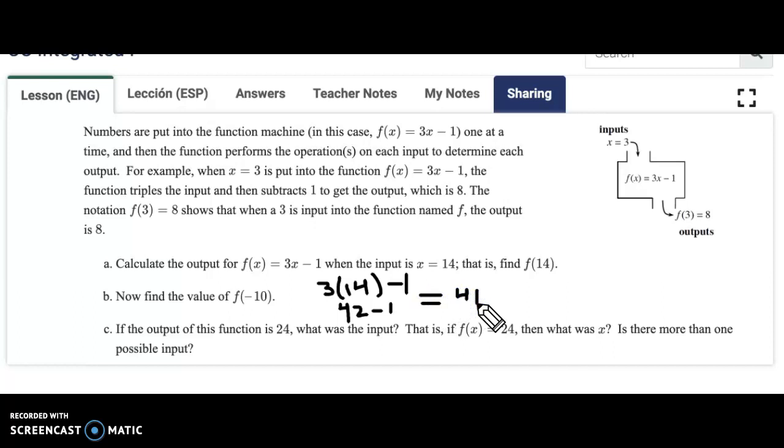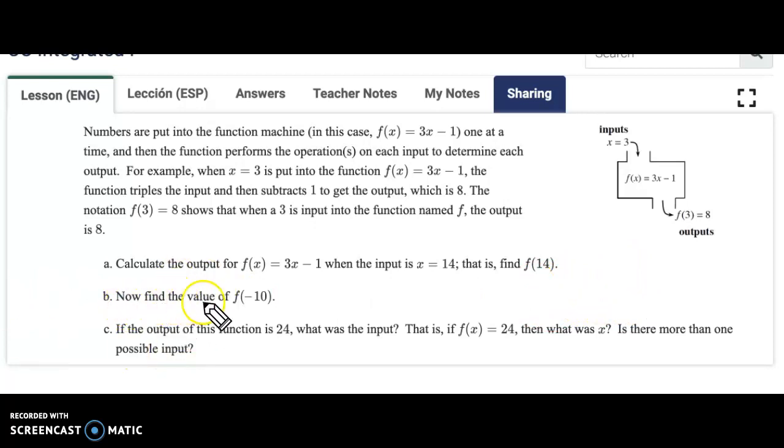The way that we can write that answer, obviously, we can just say our output, our answer is 41. Sometimes they'll write it in the same sentence that they had before. So they can say f of 14, because that's the input. We inputted 14, and what we got out was 41. So we plugged in 14, we got out 41.